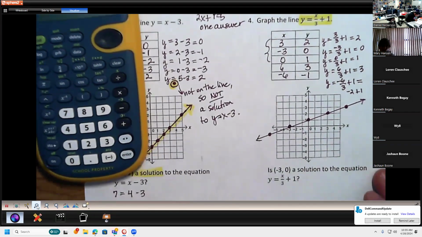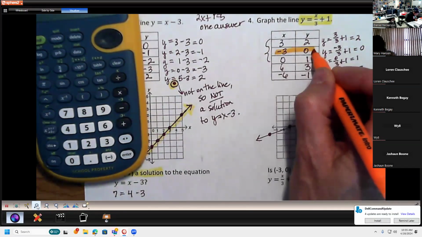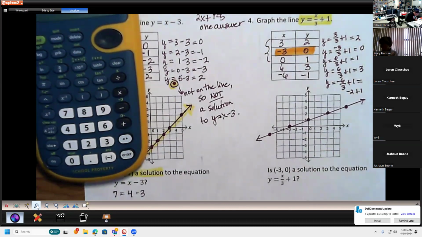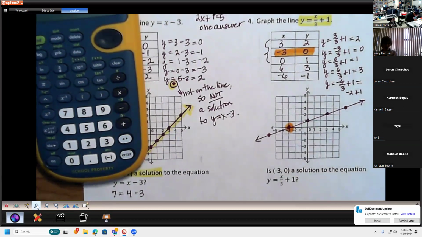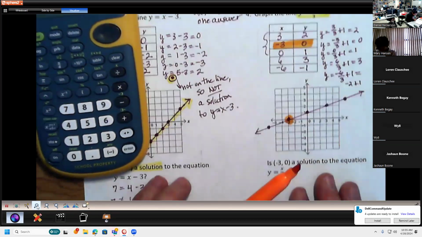All right, so the bottom question is, is negative 3, 0 a solution to the equation? Was that a yes or a no? Yeah, that's a yes. It is a solution to the equation, and this problem you could actually figure out 3 different ways. Negative 3, 0 was in our table, so it's clearly a solution. Negative 3, 0 is a point on our graph, so it's a solution.